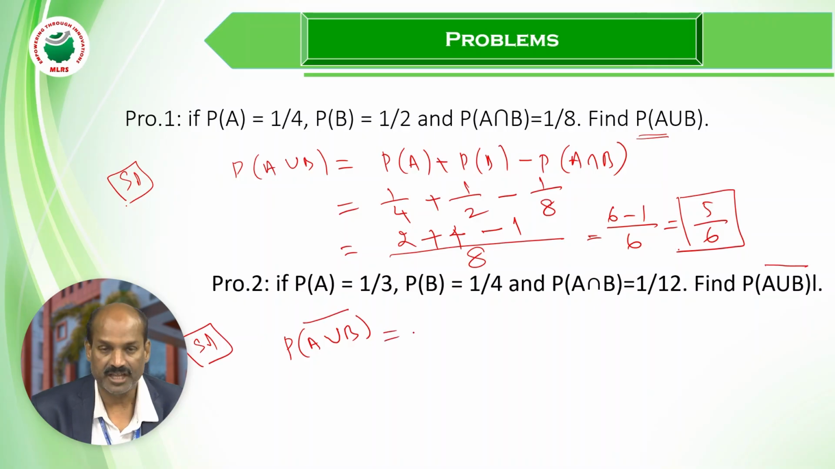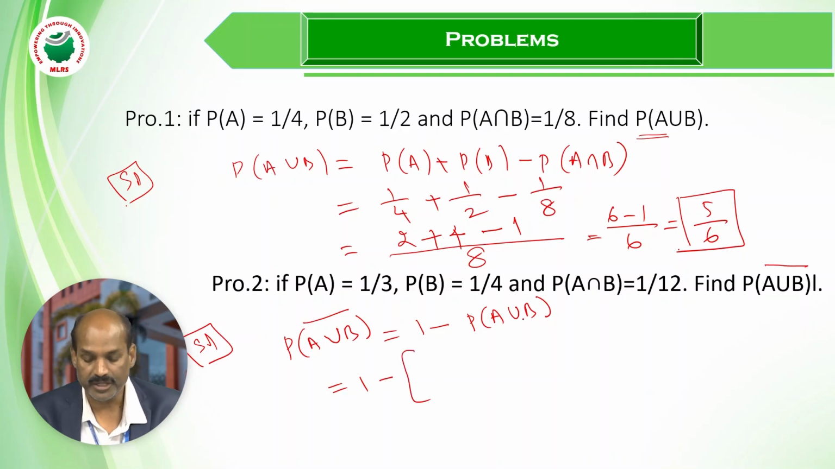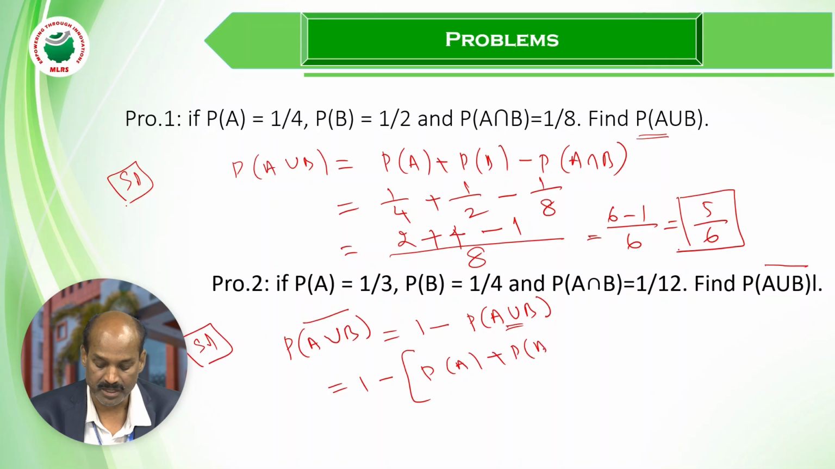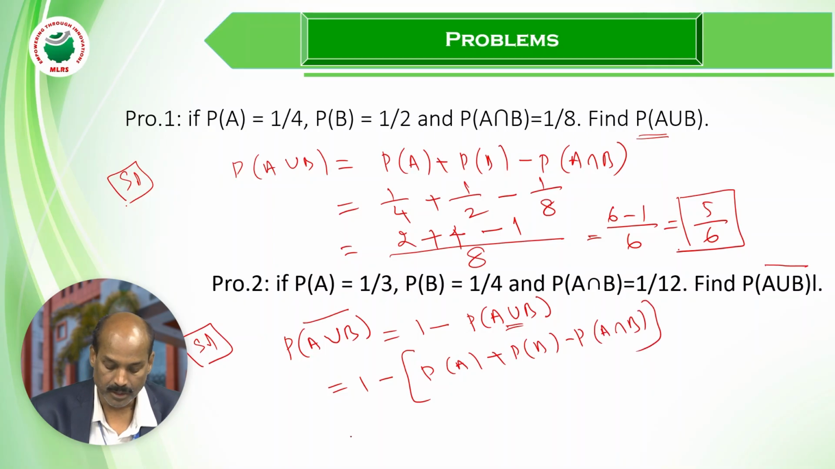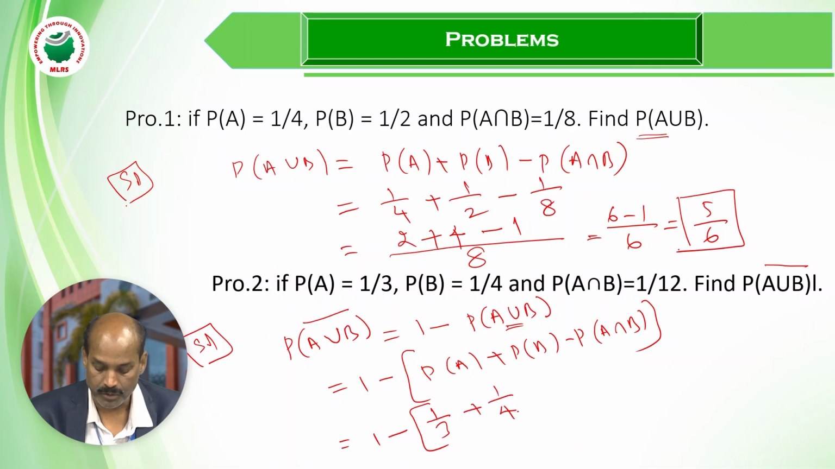But from the set theory we have complement, we can write 1 minus probability of A union B. But here, what is this probability of A union B? You write this value from the additive rule, that is probability of A plus probability of B minus probability of A intersection B. Now substitute the values, 1 minus, what is the probability of A? 1 by 3 plus 1 by 4 minus 1 by 12.